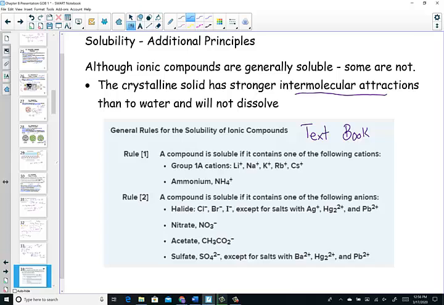How do I know if a salt is going to be water soluble? Well, the first general guideline or rule says a compound is always soluble if it contains one of the following positive cations: lithium, sodium, potassium, rubidium, cesium. These are all group 1A metals.